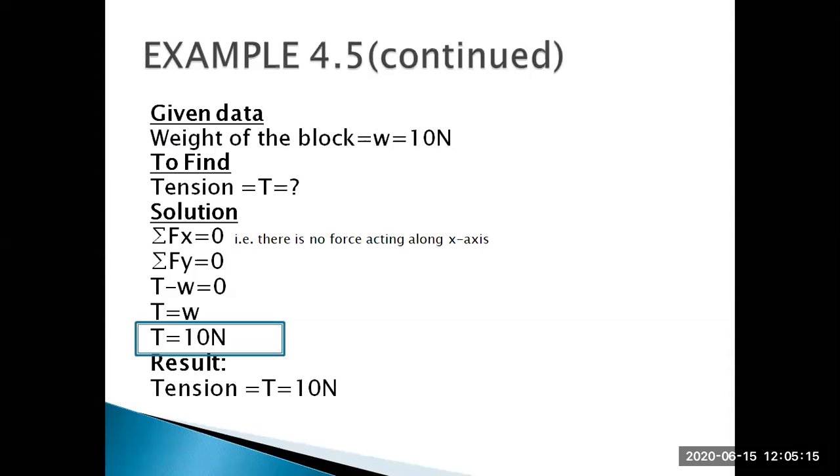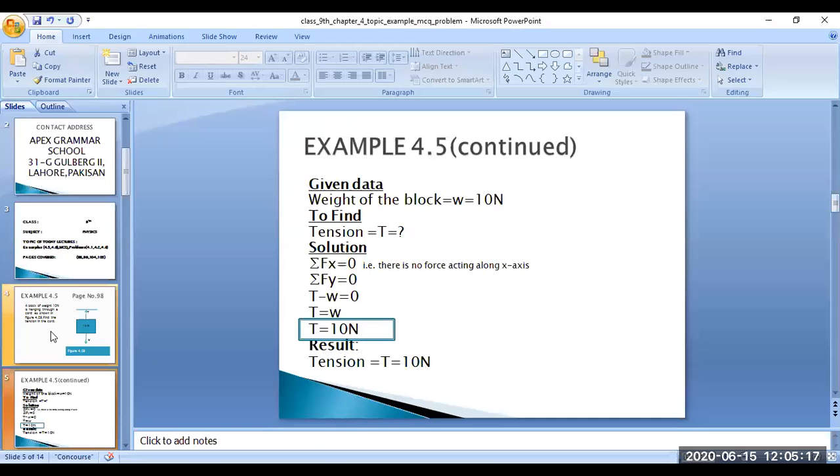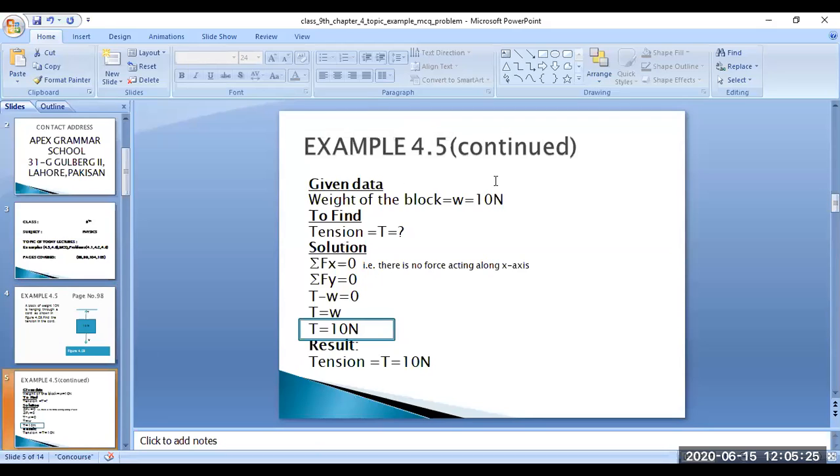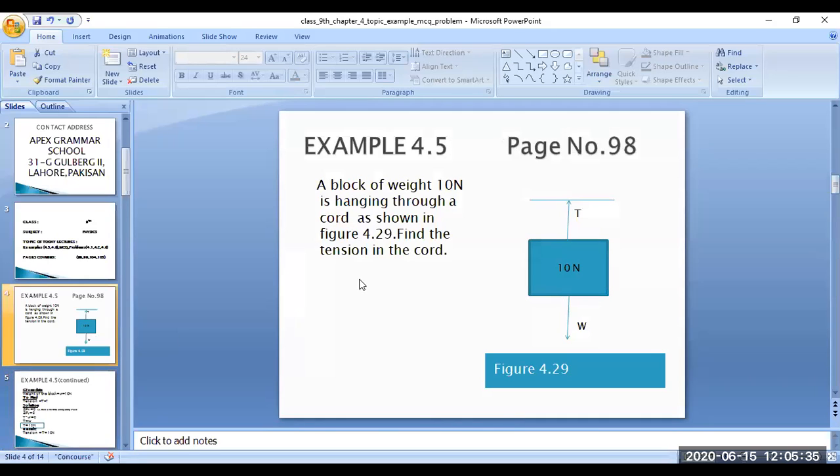To find the tension, tension is denoted with the capital T. If I show you this block again, this is the block, and its weight is acting downward. In the next slide, we are given the weight is 10 Newton, and we need to find the tension, denoted with T. If we look at this, there is no force acting in the x-axis direction, so summation Fx will be equal to 0. Why will summation Fx be equal to 0? Because there is no force acting along the x-axis.